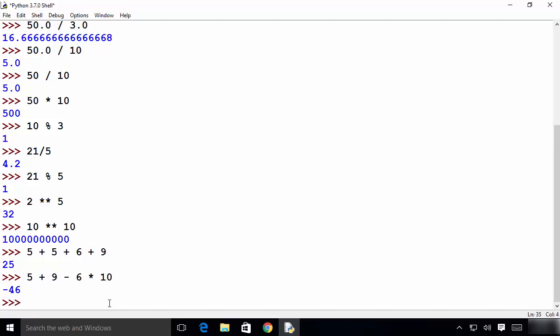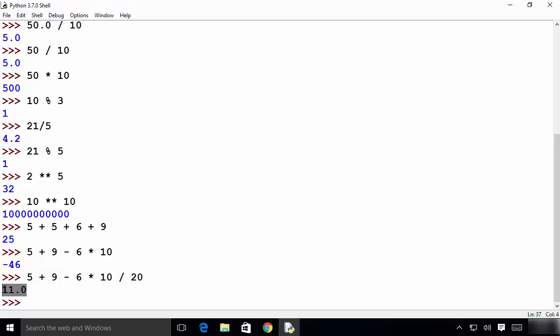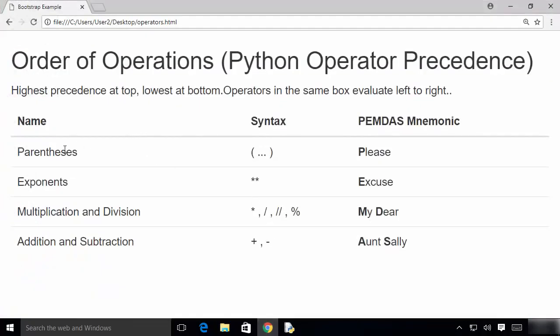Now there is one question which may arise here. For example, once again I'm going to do 5 plus 9 minus 6 multiplied by 10 and divided by 20 and press enter here. It's going to give me this value, but how is this value calculated? What operation is executed first? Is the multiplication done first, or is the division done first, or did the addition take place first, or the subtraction? So I have this table, and here you can see the precedence of these operators.